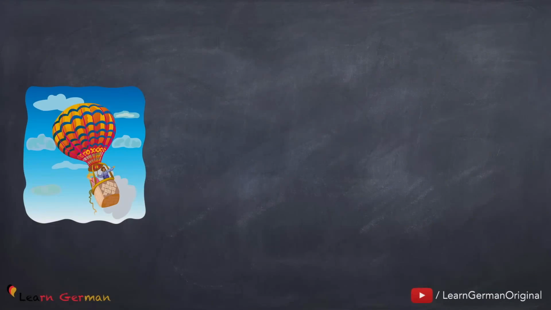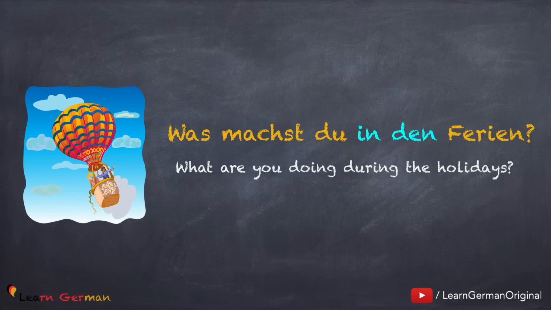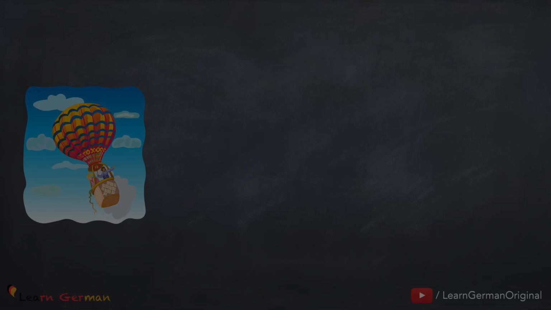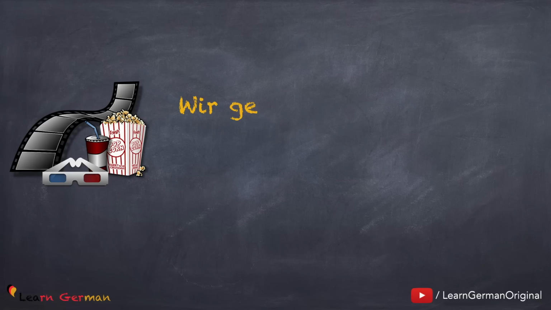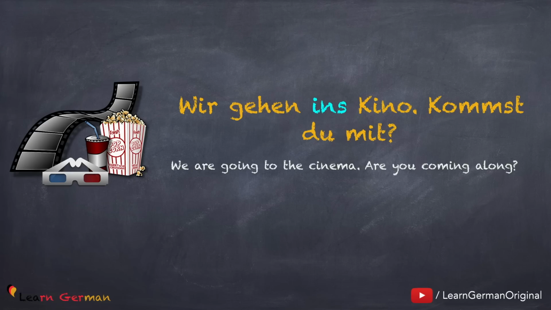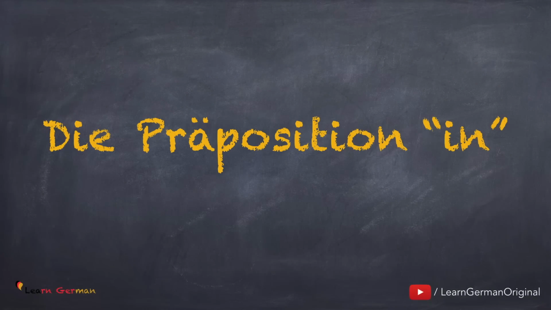Let's first look at a few examples. Was magst du in den Ferien? Here's the next example. Es ist sehr warm im Sommer. And here's another example. Wir gehen ins Kino. Kommst du mit? All these three examples have the preposition in, but in various forms. In, im, oder ins. Now let's learn when to use which one.